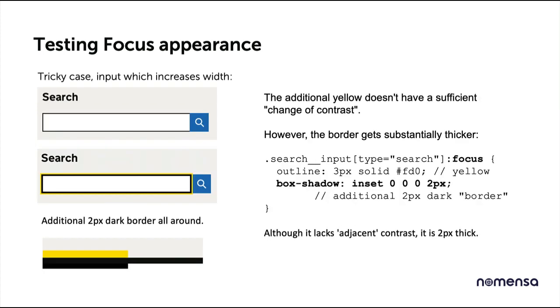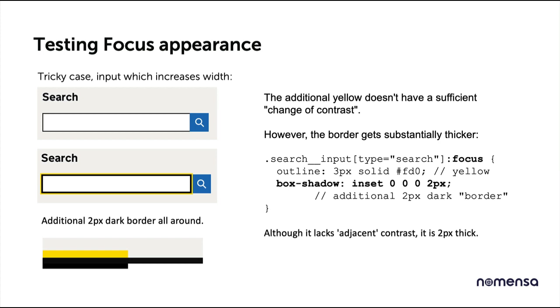And there's a couple of tricky examples I wanted to finish up with. So one was a search input on gov.uk, which is the website, and it has a yellow sort of halo effect, but also the border of that gets thicker. So I wasn't sure just by looking at it whether that was going to pass or not, because it lacks adjacent contrast. So I'd be looking for at least a 2 pixel increase in the thickness of that. And that's what we found.